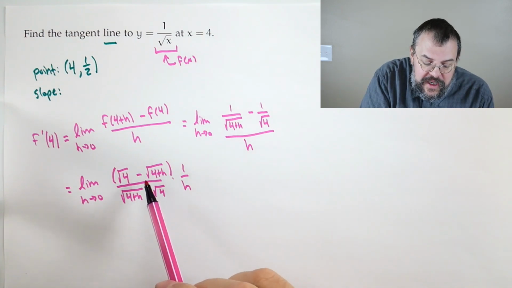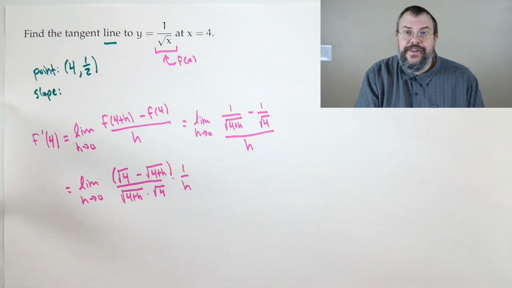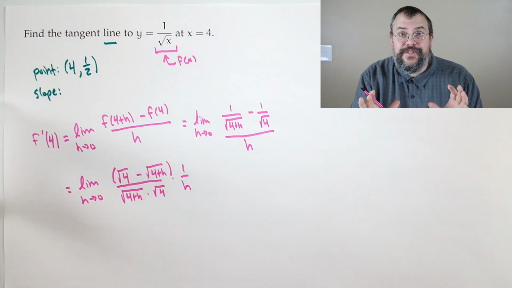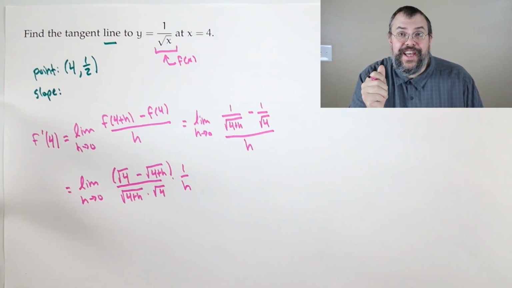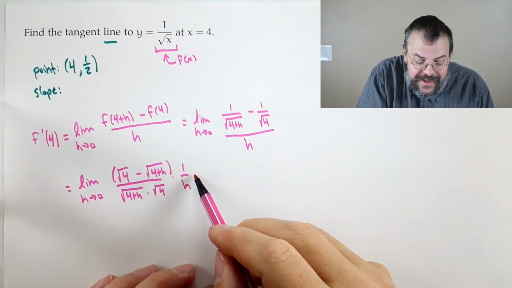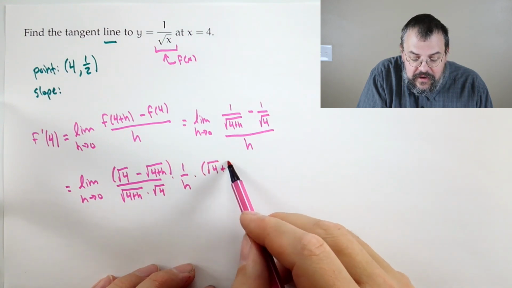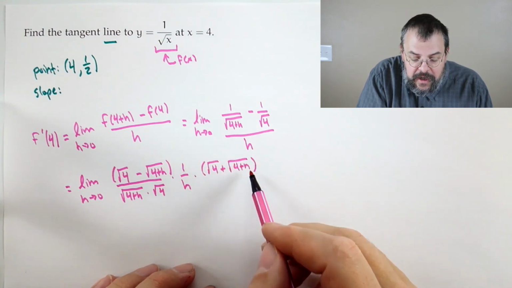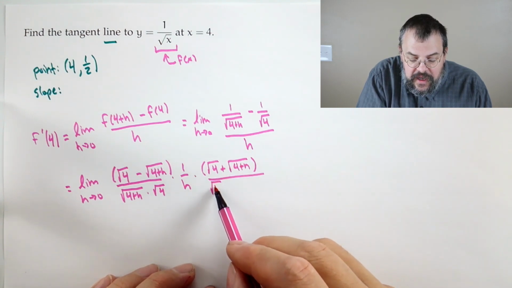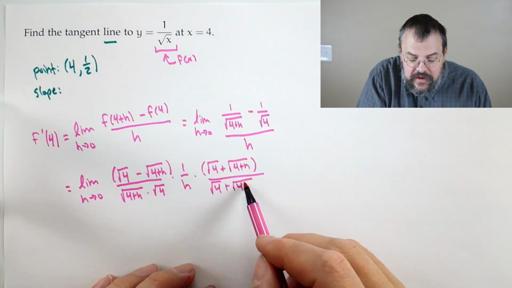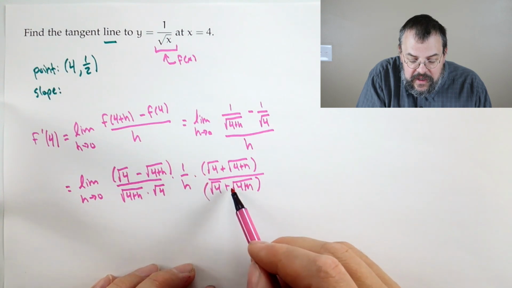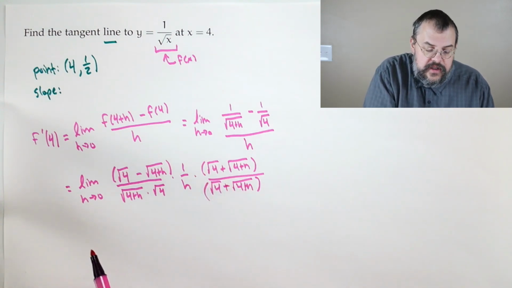Well, we'd like to get it out of the square root. How do we get things out of square roots? We conjugate. So, we're going to multiply by square root of 4 plus square root of 4 plus h. And we're going to do it both upstairs and downstairs. All right. Good. So, what do we have?